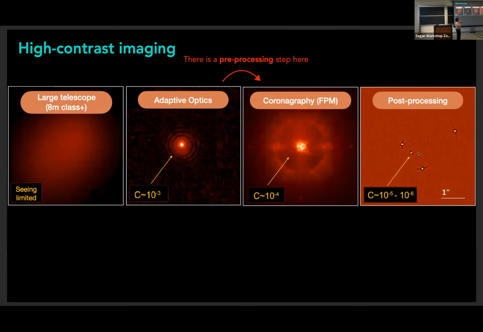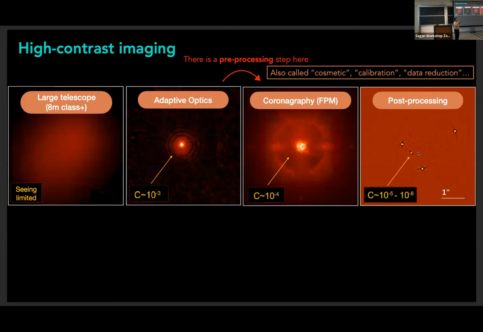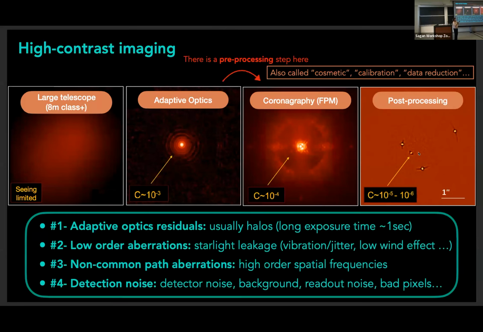Okay, and between adaptive optics and the coronagraphic image that I'm showing you here, there's a so-called pre-processing step, sometimes called calibration or cosmetic or data pre-processing. This is just to remove bad pixels, flat fielding, dark field. I just wanted to mention that I'm always going to talk about once it's done, once you have the clean coronagraphic images.